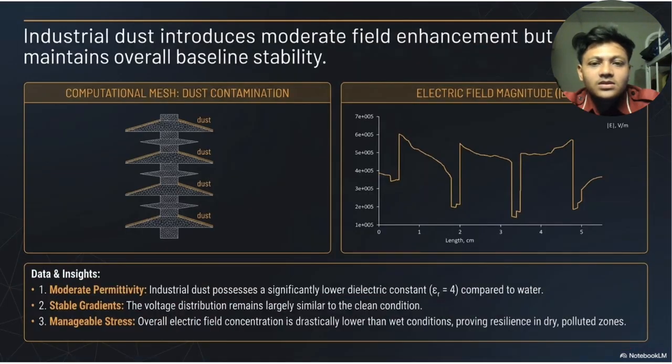Next is dust contamination. For dust contamination, the electric field increases only slightly compared to clean condition. The voltage distribution remains relatively stable because dust has a much lower dielectric constant than water. This shows that the proposed design still performs well under dry polluted conditions.